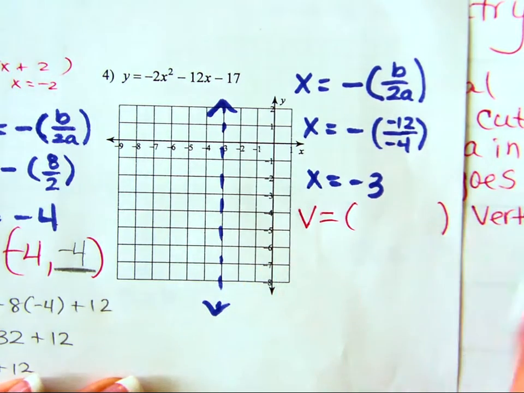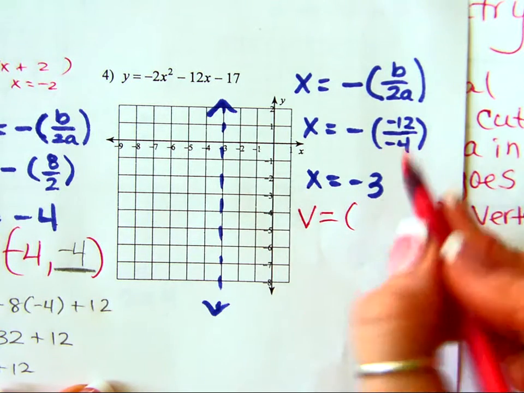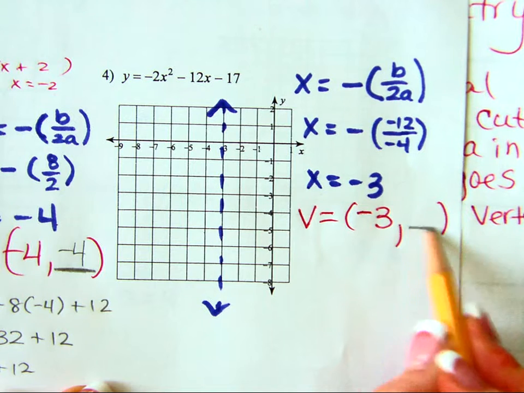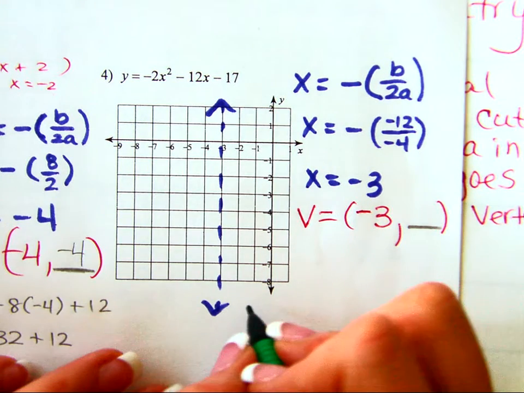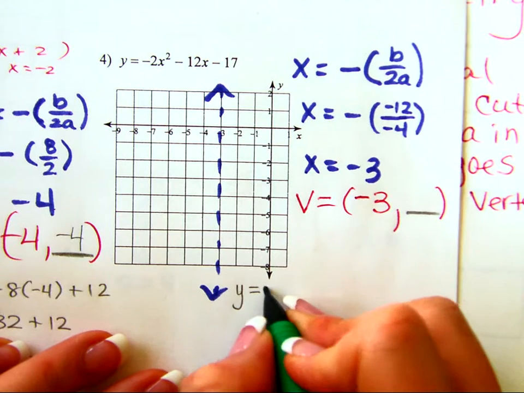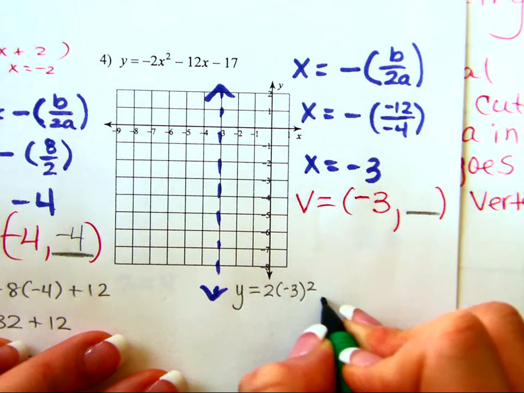Okay, I know my vertex, if this is the midpoint, I know my vertex is negative 3 something, right? Do you remember what to do next? You plug that negative 3 in to the original equation. And this brings up a good point. So I want you to watch. We got a little order of operations question on our hands. I got 2 times negative 3 squared minus 12 times negative 3.